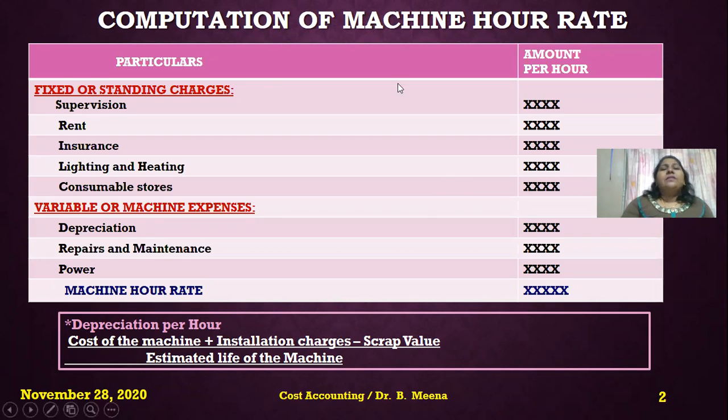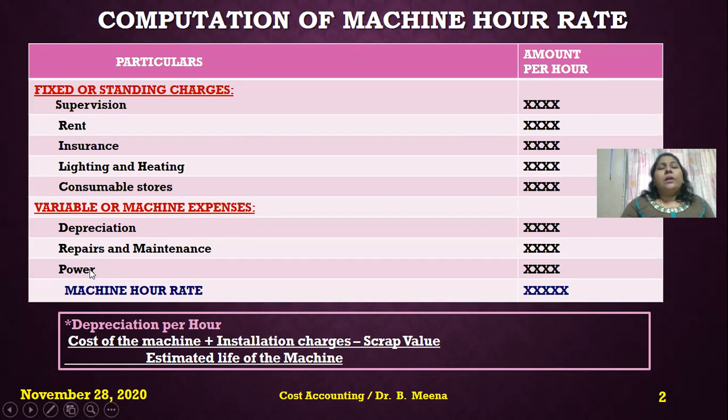Look at the slide. This is the format of machine hour rate on how to calculate the machine hour rate. This format has two main headings. One is fixed or standing charges. Another one is variable or machine expenses. So under variable expenses or machine expenses, only three items will come. That is depreciation, repairs and maintenance, and power. So only these three items are applicable under machine expenses.